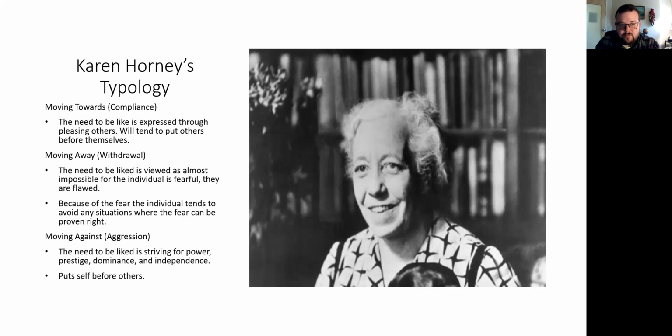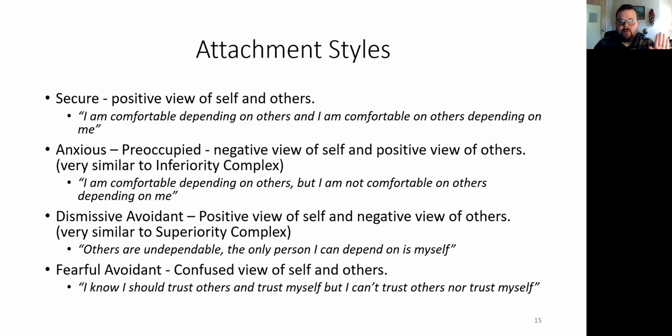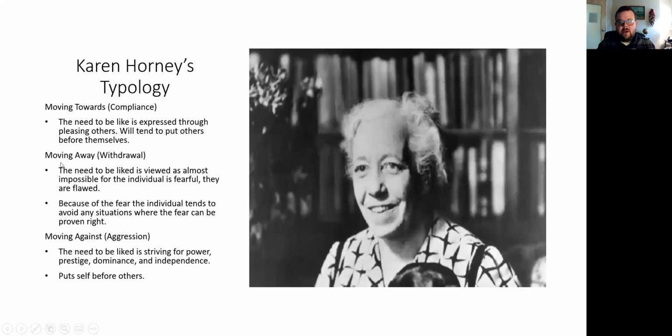Moving away is going to be defined as someone for whom the need to be liked is viewed as almost impossible, and the individual is fearful that they are flawed. And because of that fear, the individual tends to avoid any situations where the fear can be proven right. So again, this is going to be the avoidant. If we go back to this slide here, this will be the dismissive avoidant, the moving away. When times get stressful, that's going to increase their fear that they are possibly flawed. And therefore, to get rid of that fear, they're going to move away from the situation. They're going to withdraw. And then the third component is moving against.